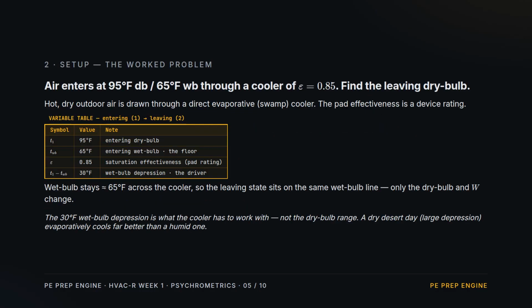Setup. Hot dry air enters a swamp cooler at 95 dry bulb, 65 wet bulb, through a pad rated at 0.85 effectiveness. The wet bulb depression, the driver, is 30 degrees. Wet bulb holds near 65 across the cooler, so only dry bulb and humidity ratio change.